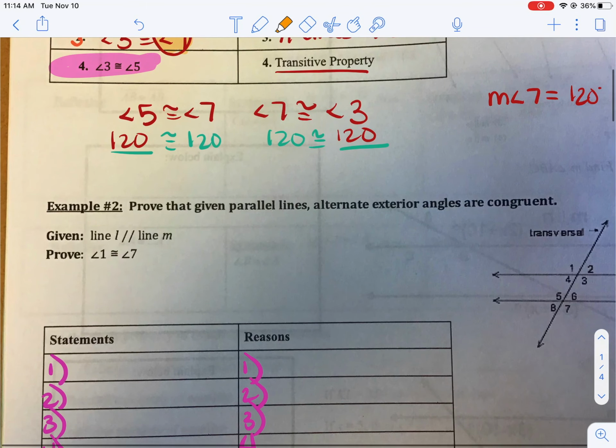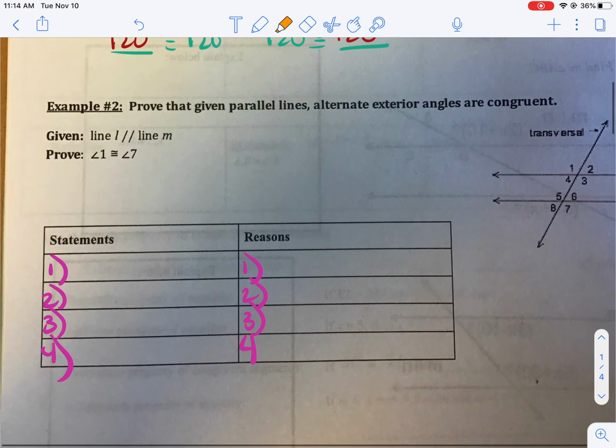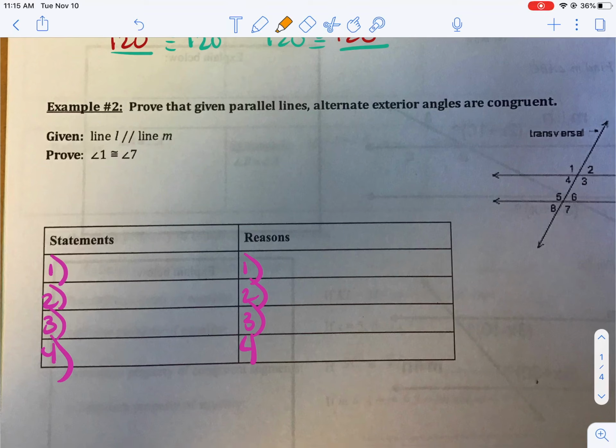Okay, so if we look at the next example, we're going to do the same thing again, but now I'm going to have you guys fill this in a little bit more. Here's our given. Remember, we always start with that. So line L is parallel, remember, that symbol means parallel, to line M, and that's our given. We want to prove that angle 1 is congruent to angle 7.